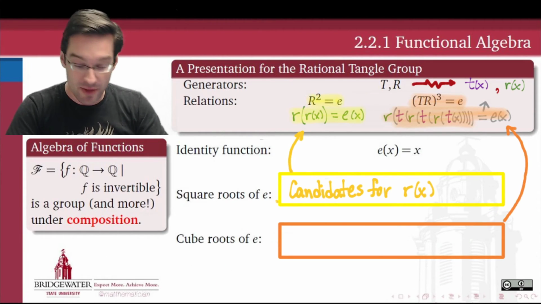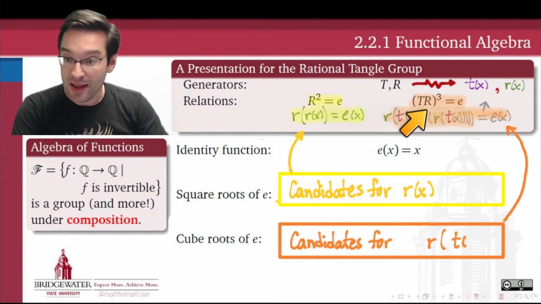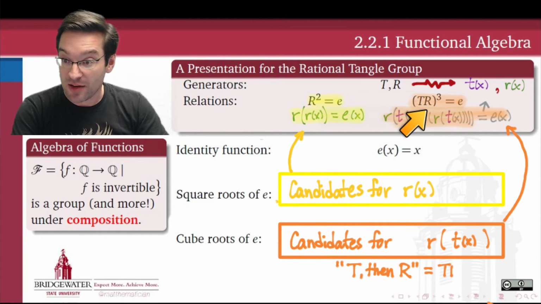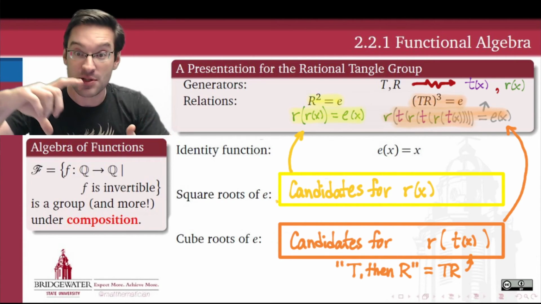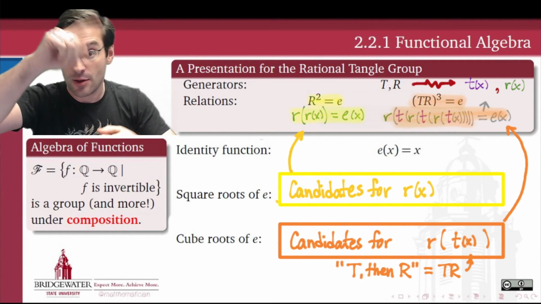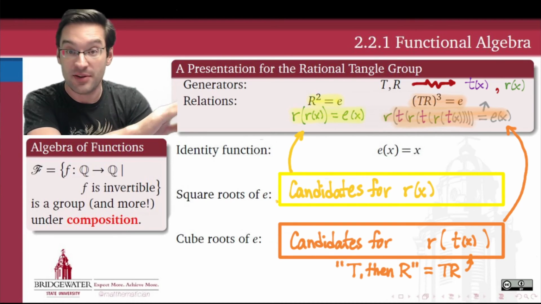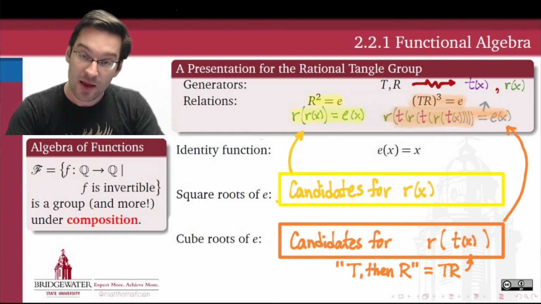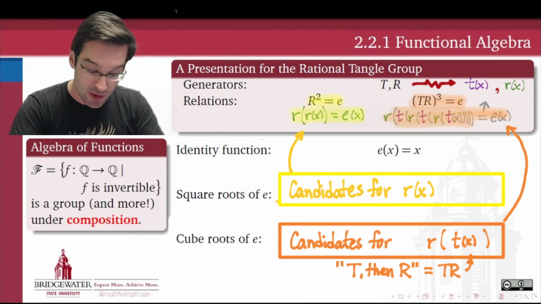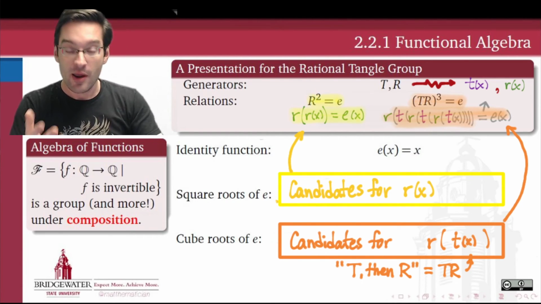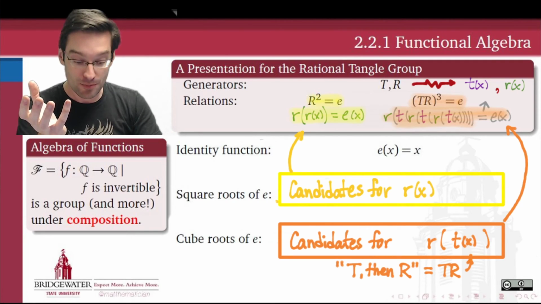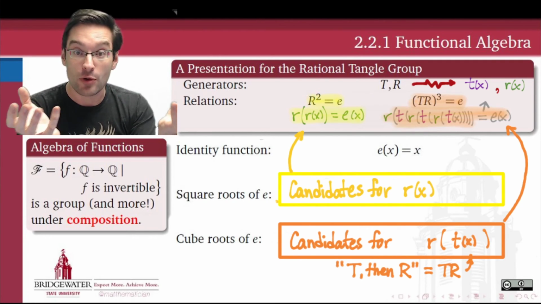Similarly for the generator tr. Any Mobius transformation which I can find which has the property that when I compose it with itself 3 times is going to give me the identity matrix. In other words, a matrix, a 2 by 2 matrix, which when I raise it to the 3rd power, multiply it by itself 3 times, I get the identity matrix. Such a Mobius transformation would be a good candidate to represent tr. Right? So what we're doing is we're just looking for a Mobius transformation that has order 2 and a Mobius transformation that has order 3.